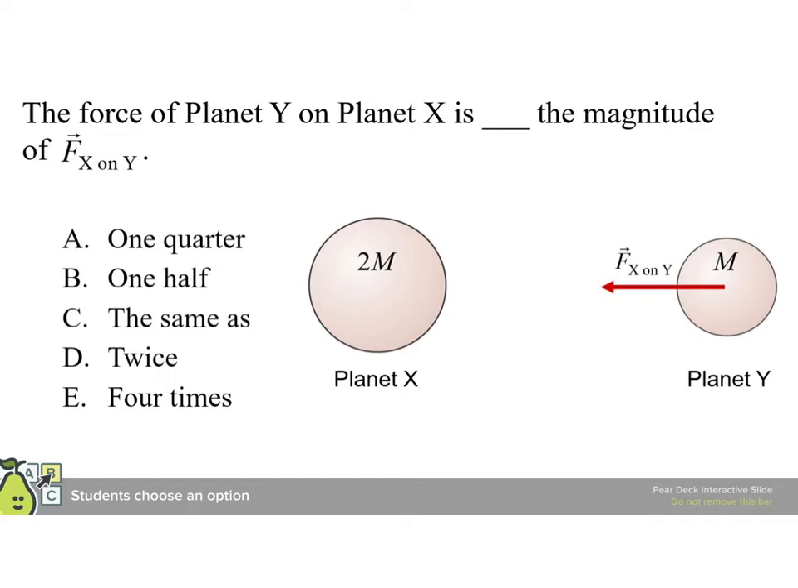This is almost a trick question. It has nothing to do with the fact that it's gravity. It has to do with the fact that they're Newton's third law pairs. The force of X on Y and the force of Y on X will always be equal in magnitude, no matter what kind of force they are.